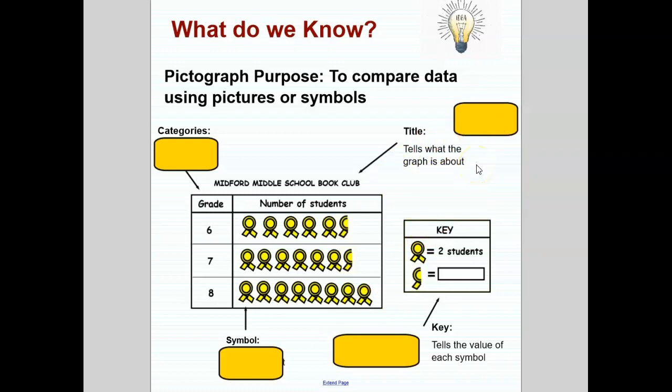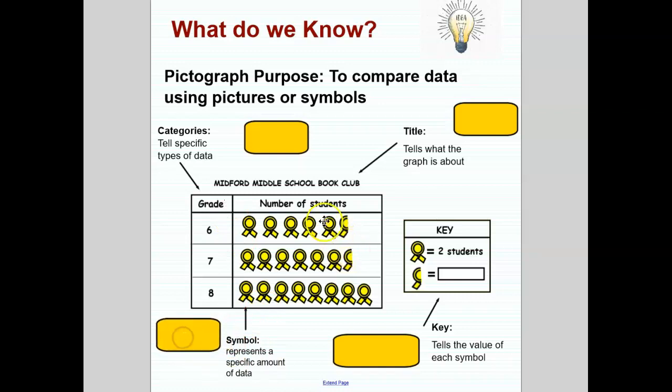Then you look at the specific categories of data. The categories are the specific types of data. Grade and number of students are categories for this picture graph. After that, you go look at the symbols and start determining the number of students in each category. Wonderful. I do have a favor. I would like for you to take your picture graph resource from yesterday and either have it next to you if it's printed or pulled up on your screen, because it's going to be helpful for you during this lesson.